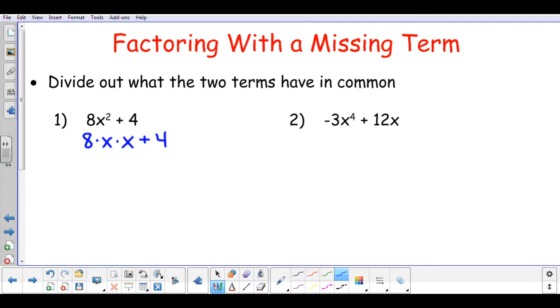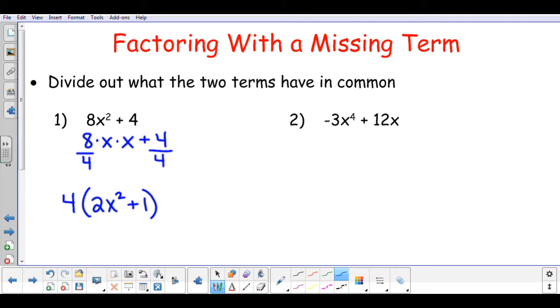So if I look at the two numbers, 8 and 4, both of those can be divisible by 4. And my 4 has no x's, so it's not going to share any of the x's with the 8. So I'm just going to divide both of these by 4, so it's going to leave me with a 2x squared, and 4 divided by 4 is 1, so plus 1. Now the factor that I pulled out, that factor I divided by, the 4, just goes in front of the 2x squared plus 1.